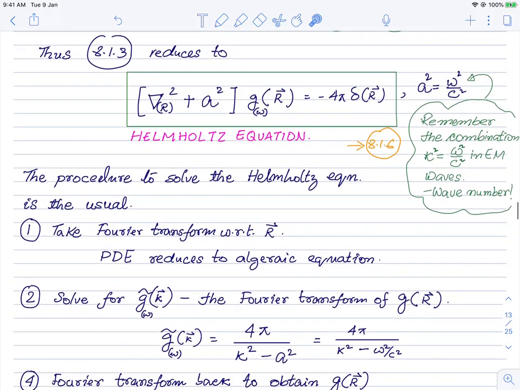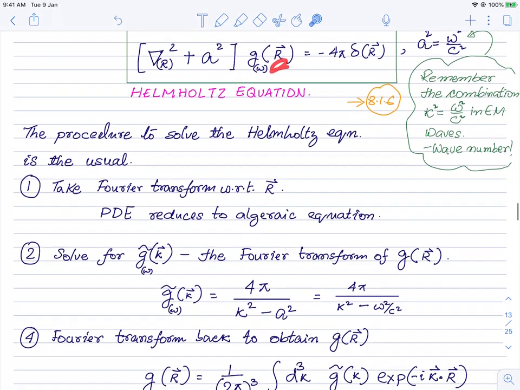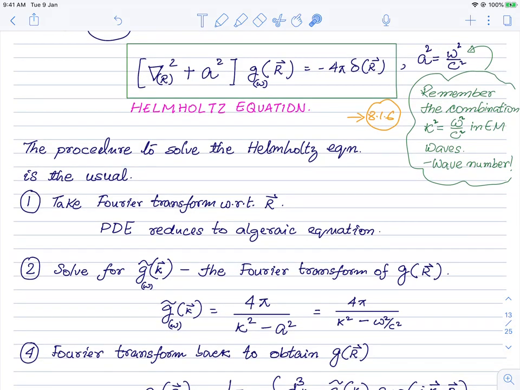In order to do that, we could take another Fourier transform on the R variable, and this will give me something like k square. If we follow that same procedure, with e to the power i k dot R, minus i k dot R, and write the delta function out, then this will be an algebraic equation, and the solution will be given by a minus sign and 4 pi divided by k square minus a square, where k is the dual variable of the R vector.